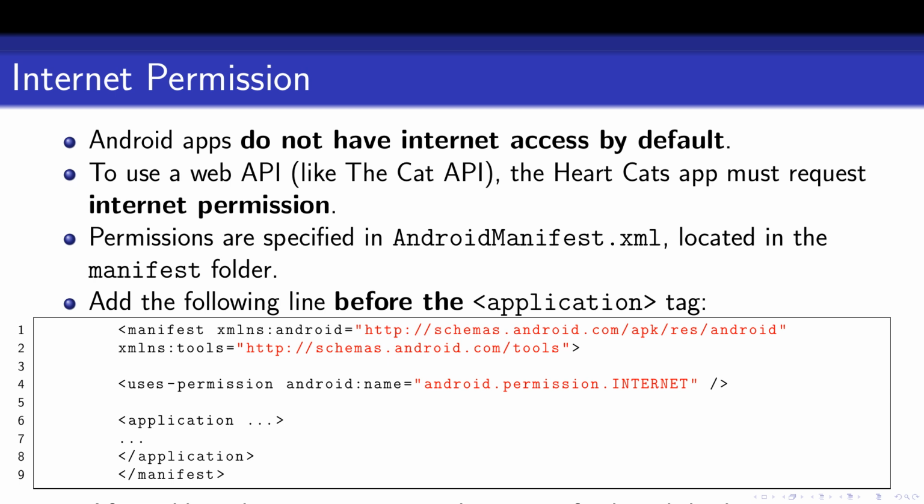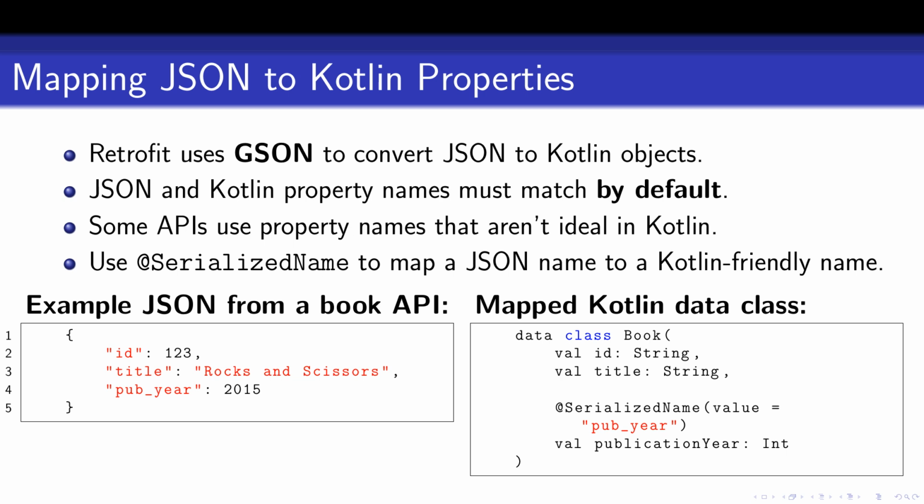When mapping JSON to Kotlin objects, field names must match exactly. But sometimes, APIs use non-standard names like pubyear. To handle this, you can use the @SerializedName annotation to map a JSON field to a more Kotlin-friendly property name, like publicationYear. This makes your code cleaner, while still maintaining compatibility with the API.